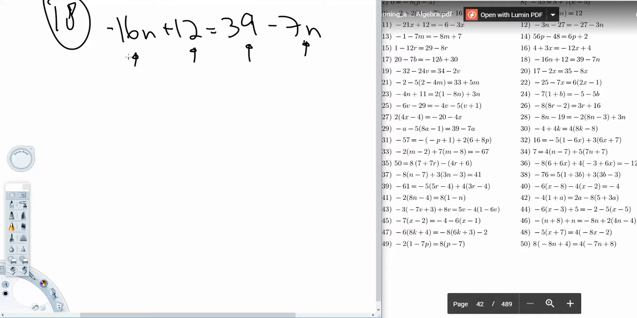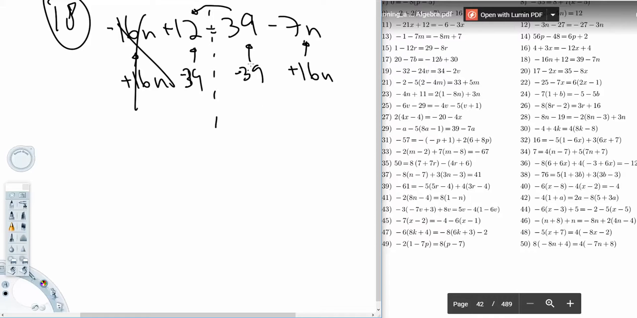Okie dokie. So let's get rid of the minus 16. We add 16, and we're going to add 16 on both sides of the equation. Remember, what we do on one side, we do to the other. And since we're eliminating what's on this side, we have to move this over here, which means minus 39 here, minus 39 here. This cancels out. So I'm left with minus 7 plus 16 equals 9n equals plus 12 minus 39. And that equals minus 27.